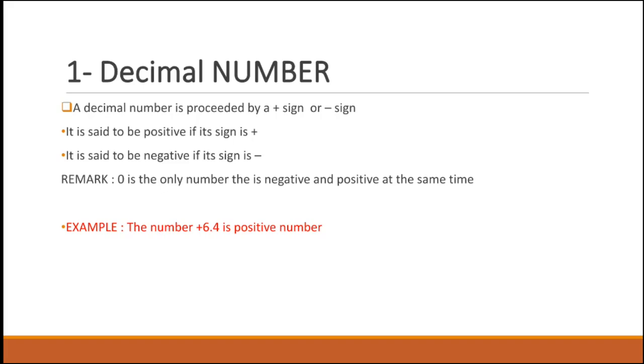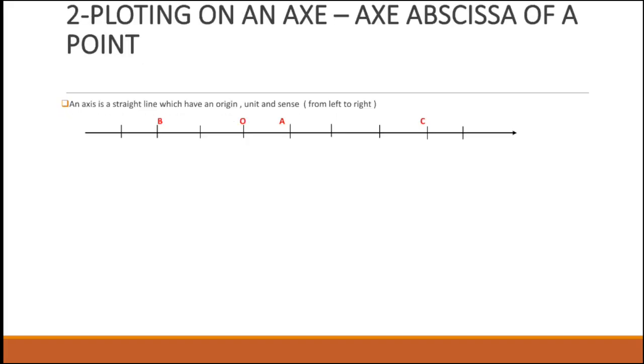Here we have another example. Plus 6.4 is a positive number. Note that if it's written just 6.4, we can write it as plus 6.4, meaning the number that has no sign in front of it, I consider it to have a plus in front. While minus 6.4 is a negative number since there's a minus sign in front of the number.